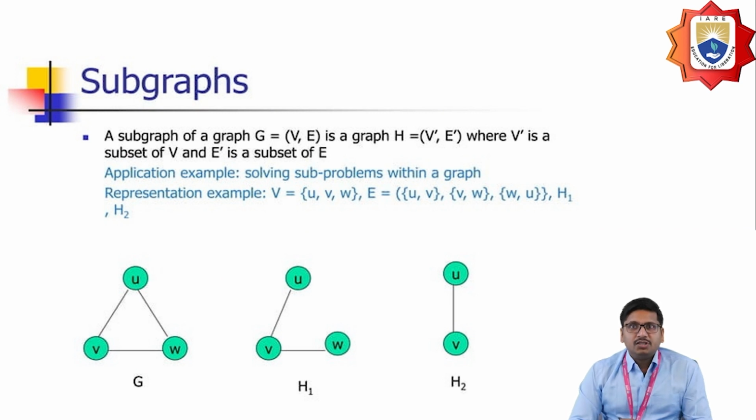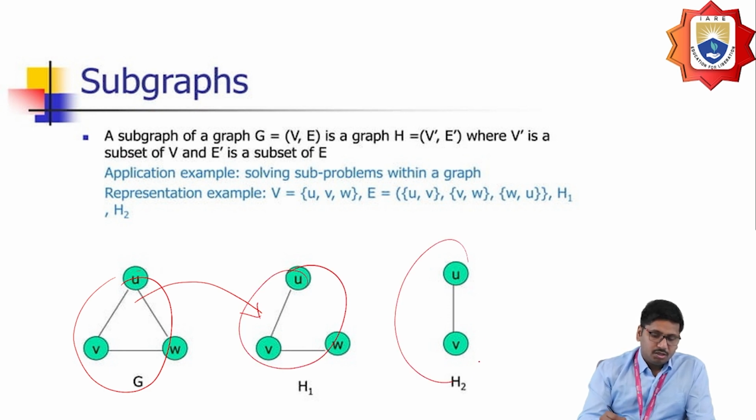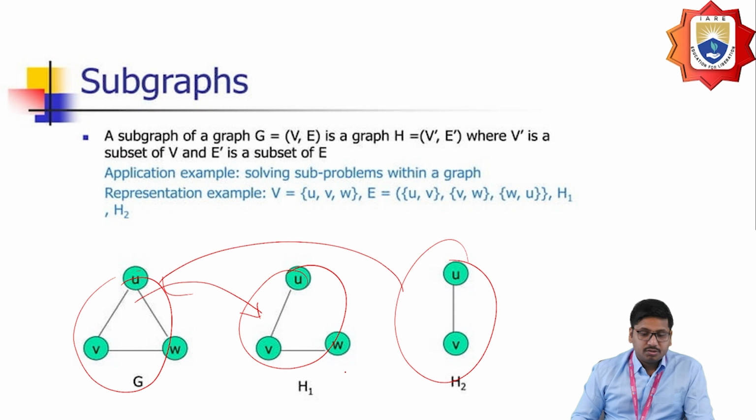A subgraph of the graph G is defined where V dash is a subset of V and E dash is a subset of E. By applying this, these should be the vertices of this graph. So when I consider this, the entire thing should also be a subgraph of this. This should be a subgraph of this, and this should also be a subgraph of this.